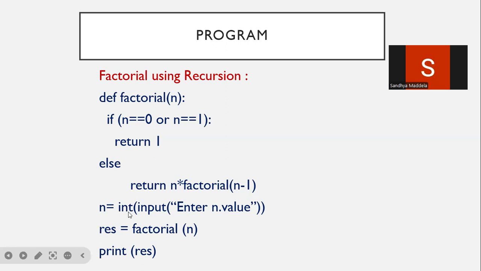n is equal to int of input of enter n value. result is equal to factorial of n. Print result. So here it will return the result automatically. So let us trace it.